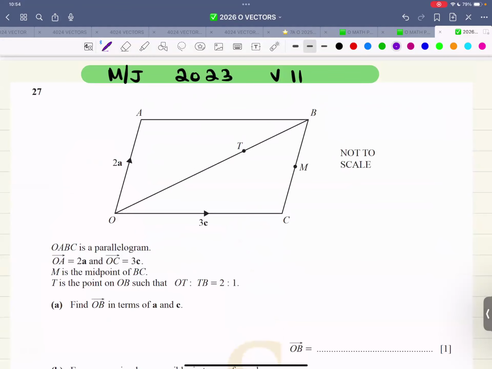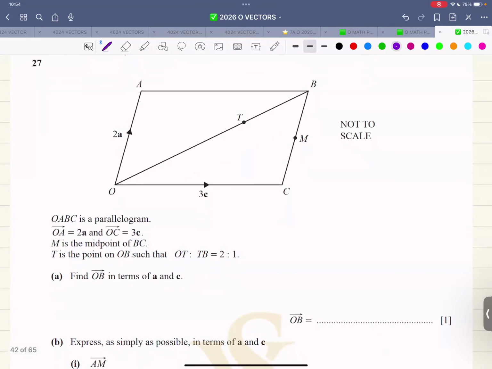So now, first of all, it says the diagram is not drawn to scale, so you should not measure it. The very first thing they're saying is that OABC is a parallelogram. Now, what is the definition of a parallelogram? Opposite sides are parallel as well as equal in length. That means AB and OC both are equal to 3C. So OC is 3C, the same thing as AB, and I have drawn that arrow also. So no hurry, read the question, jot the things down.